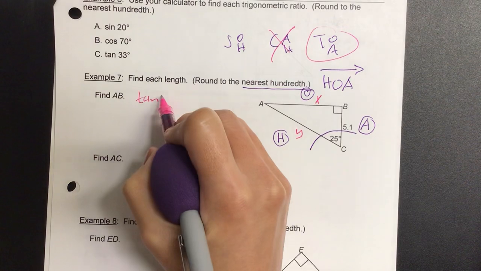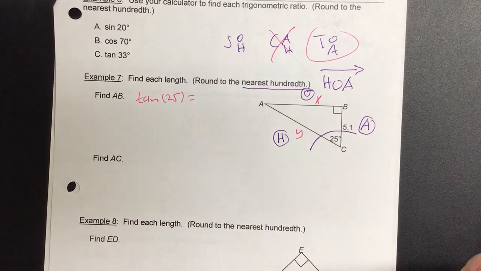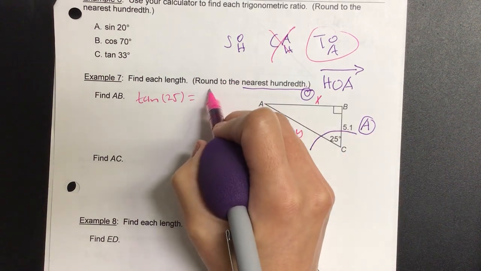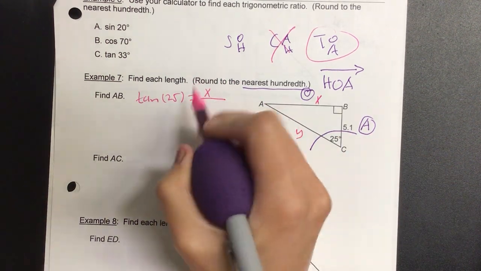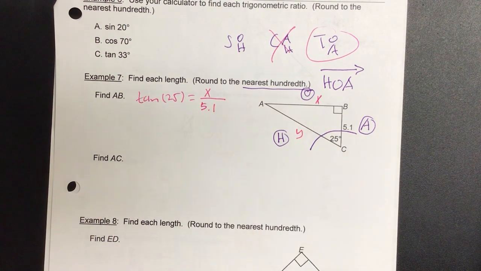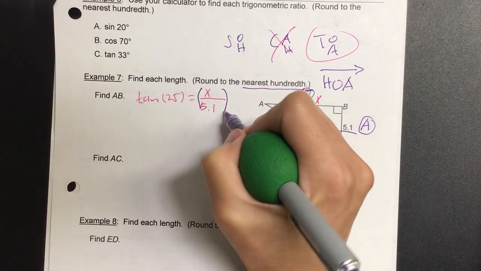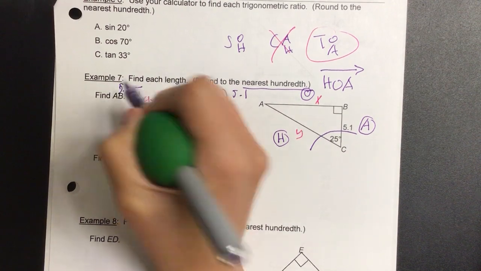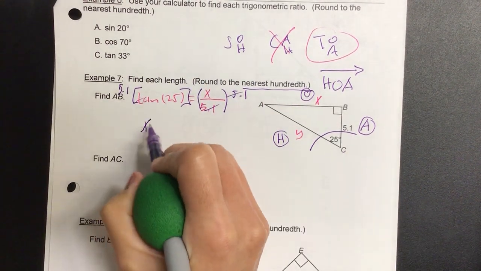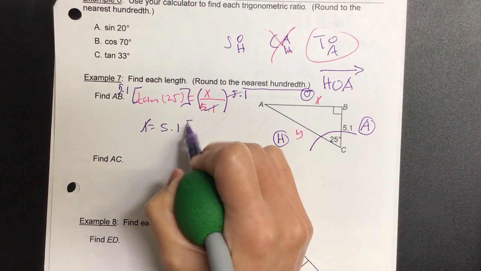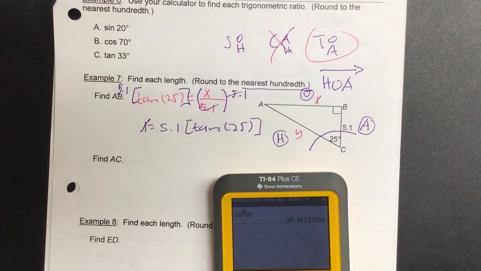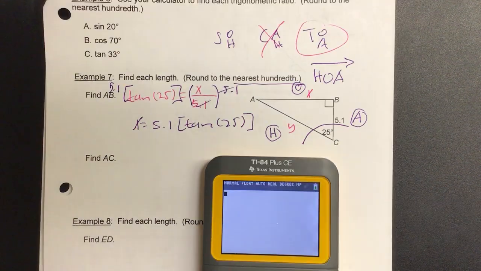So let's write out tangent of angle 25 is equal to opposite. What number's on the opposite? Just the x. What number's on the adjacent? 5.1. When your variable's on the top, we simply do our Algebra 1. Multiply by what on both sides? 5.1. So I get x equals 5.1 tangent of 25. Let's type it in.